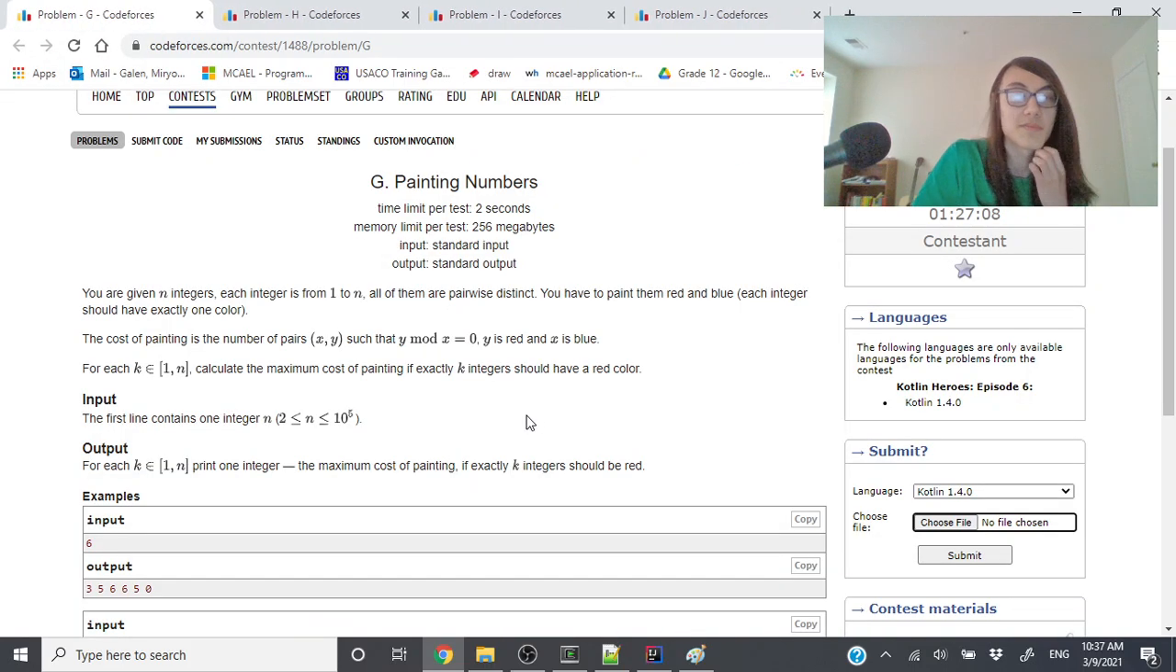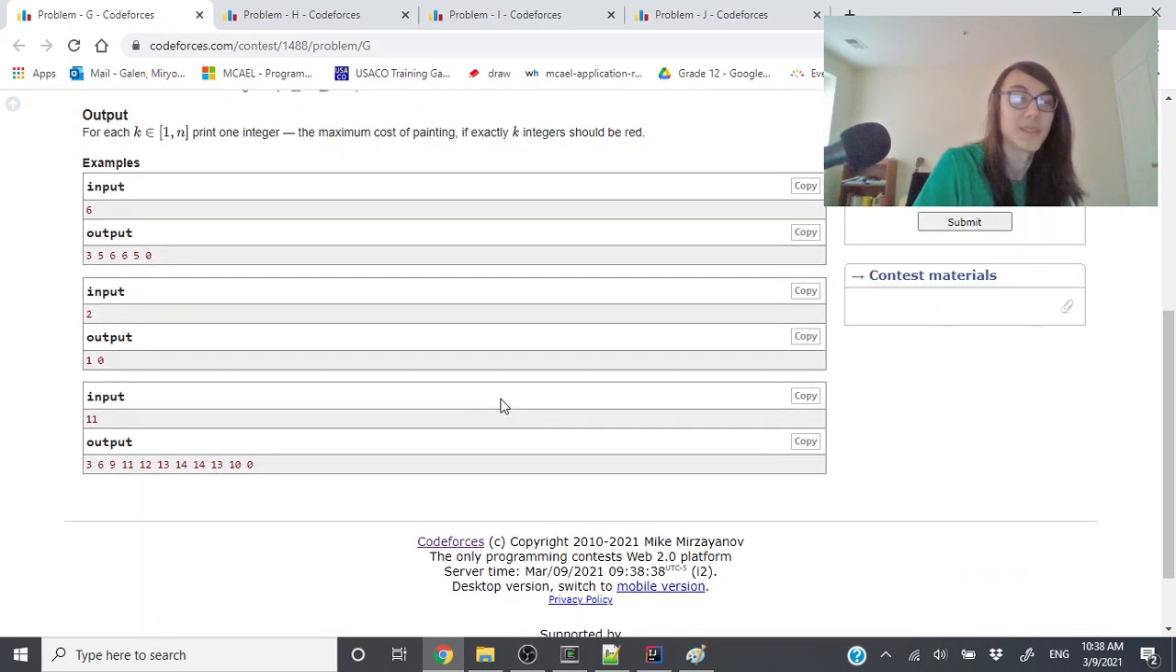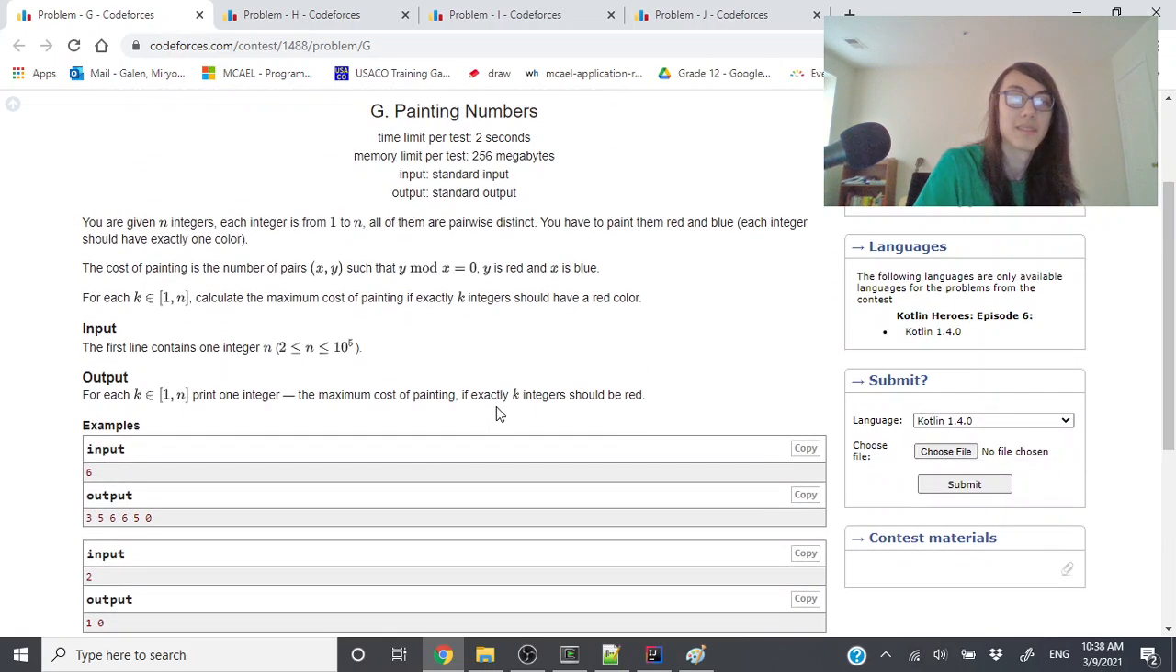Yeah. You're given n integers, each integer is from 1 to n. All of them are pairwise distinct. You have to paint them red and blue. The cost of painting is the number of pairs x, y, such that y mod x is 0, y is red, and x is blue. For each k, calculate the maximum cost if exactly k integers should have a red color. Cool. That is very cool.